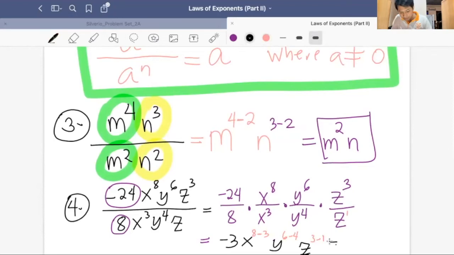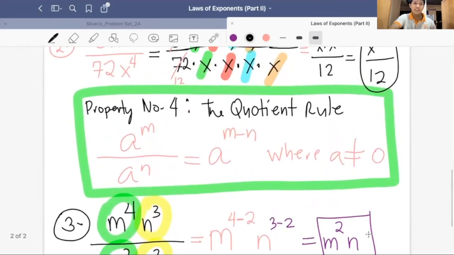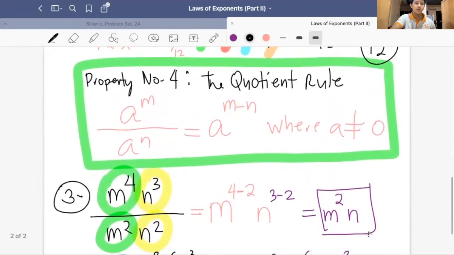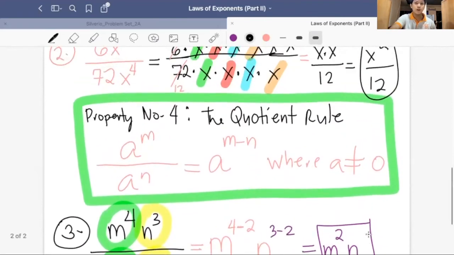So we have negative 3, x raised to 8 minus 3, that is just x to the 5th power, and y raised to 6 minus 4, that is 2, so y squared, and then 3 minus 1, 2, that is z squared. So the final answer is negative 3 x to the 5th, y squared, z squared. I hope that's clear. Let's proceed to the 5th property. Okay, we're done with the quotient rule. Now, this is like an extension of the quotient rule.